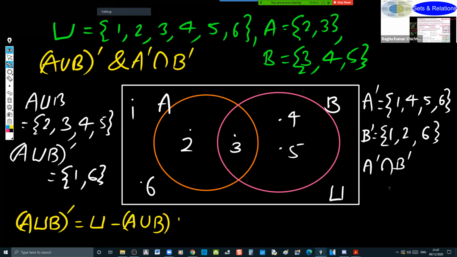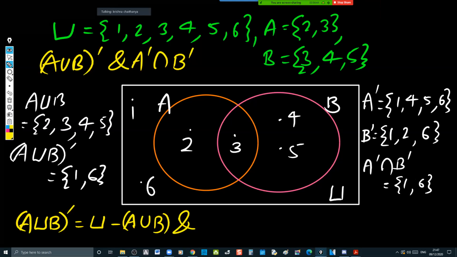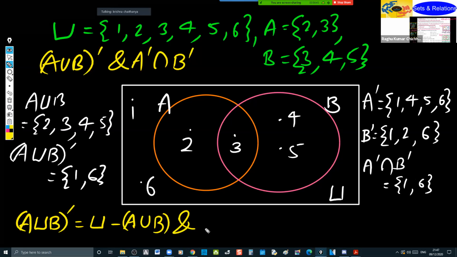1 and 6. Now you tell me how to conclude this. A union B whole complement is equal to A complement intersect B complement. A complement intersection B complement is equal to, you got 1 comma 6 only.